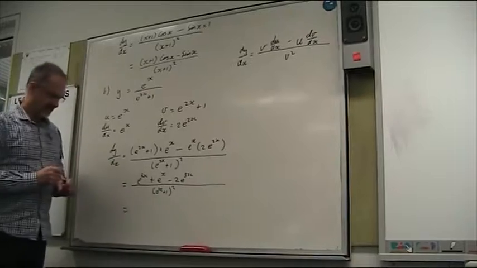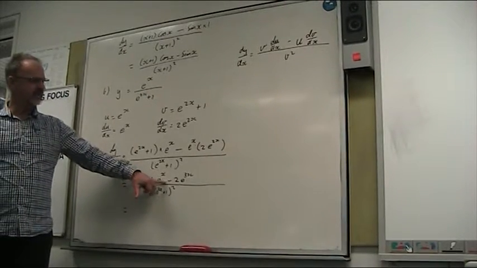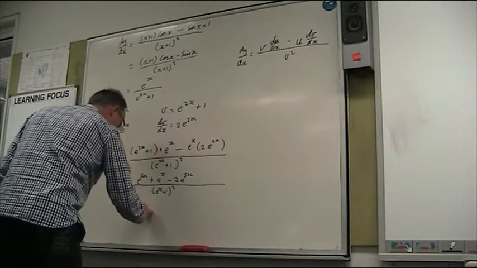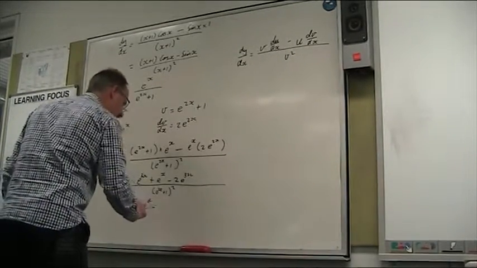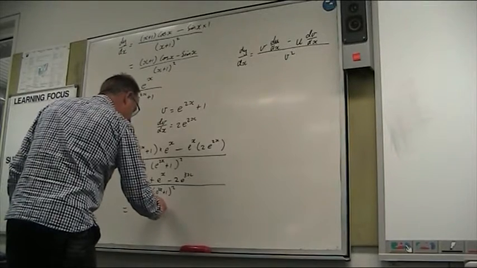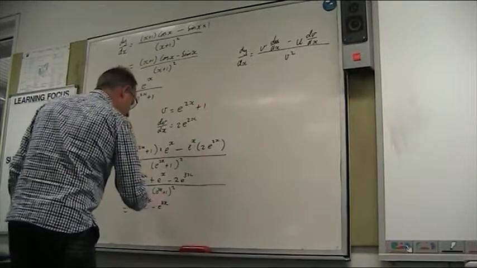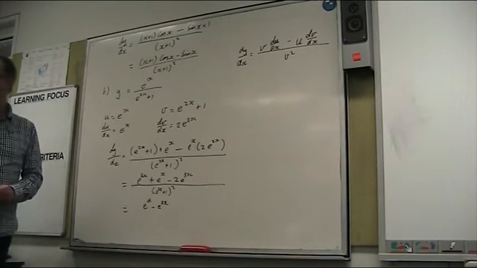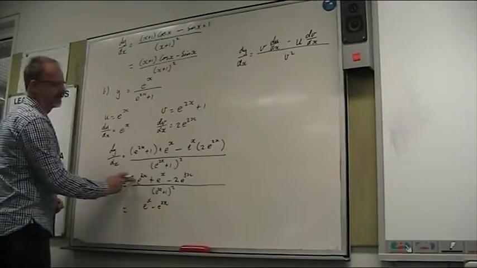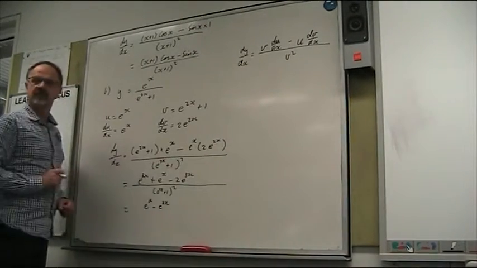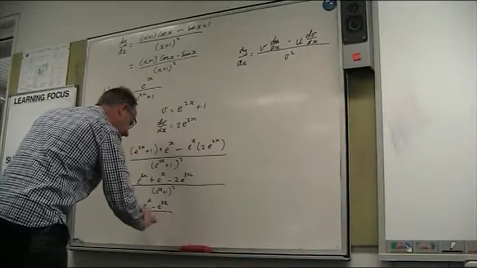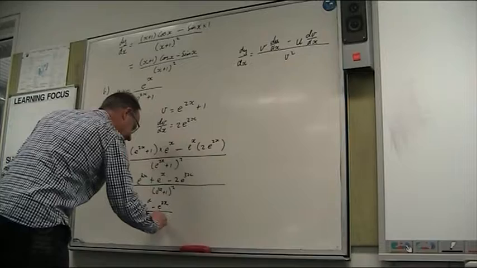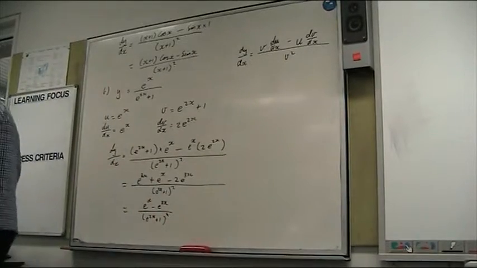So we've got an e to the 3x here, and we're taking 2 lots of e to the 3x. So how many lots of e to the 3x do we end up with? We've got 1, we take 2, we should have minus 1, shouldn't we? So e to the 3x minus 2e to the 3x. And so that's over e to the 2x plus 1 squared.